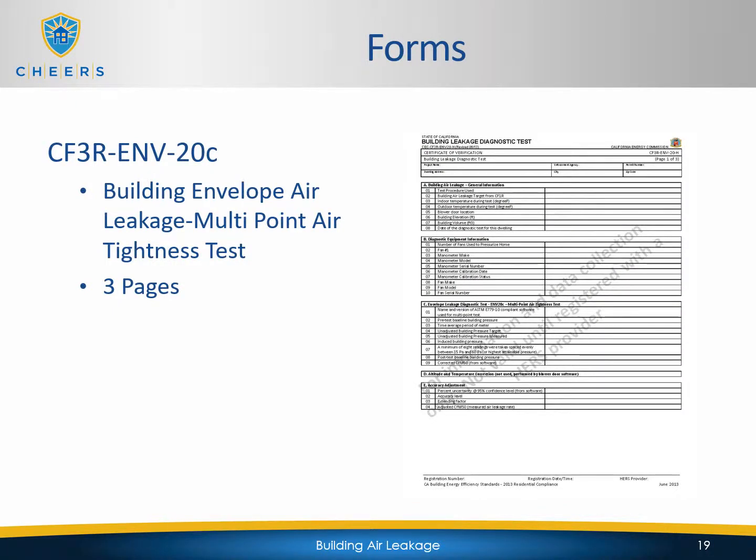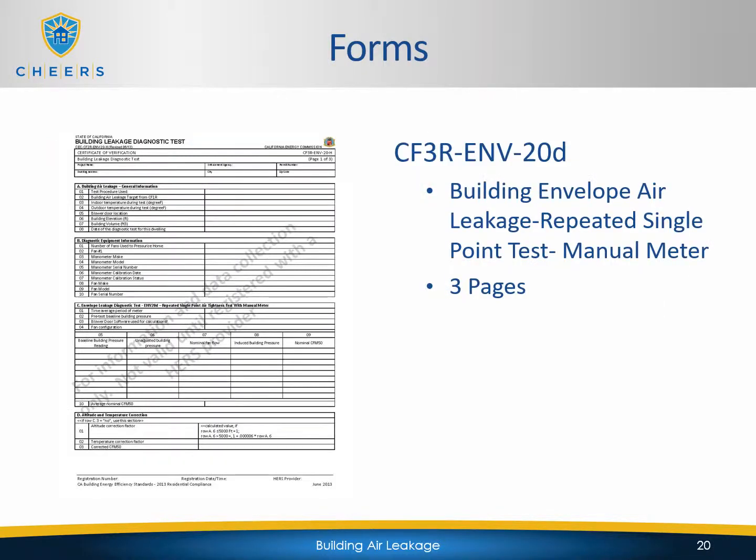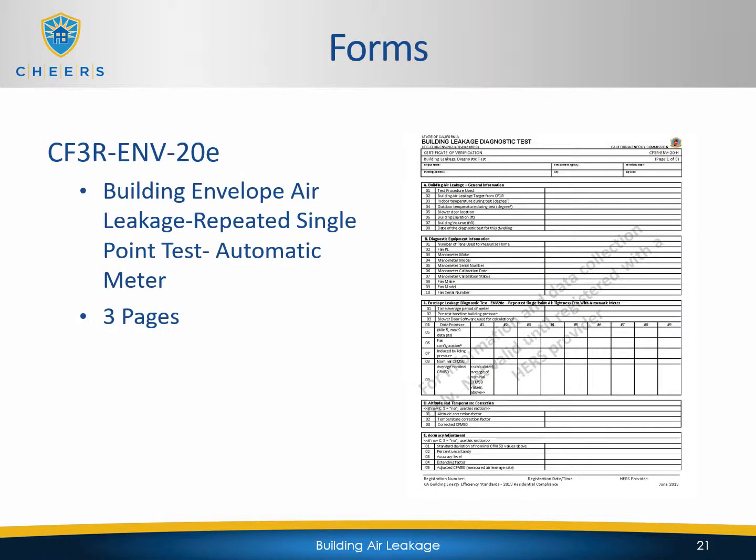The CF3R EMV20 Charlie is used for the building envelope air leakage multi-point air tightness test. The CF3R EMV20 Delta is used for the building envelope air leakage test for the repeated single point test, again with a manual meter. And the CF3R EMV20 Echo is used for the building envelope air leakage repeated single point test with an automatic meter.